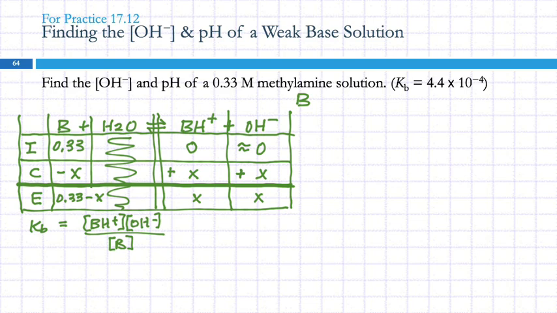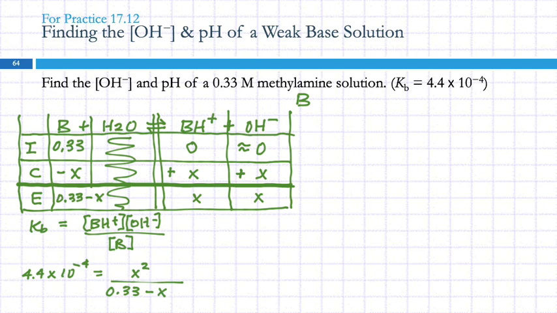So now we just substitute in here. 4.4 times 10 to the minus 4 is equal to x squared over 0.33 minus x. So the numerator is x times x, so I'm just calling that x squared. Denominator is 0.33 minus x. So we solve for x. We have two options: use the solver or use x is small.